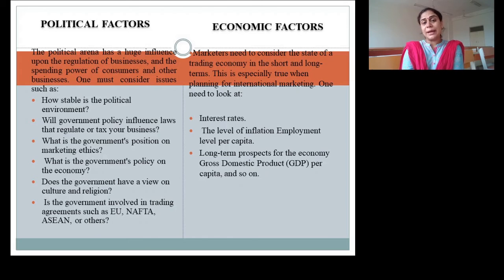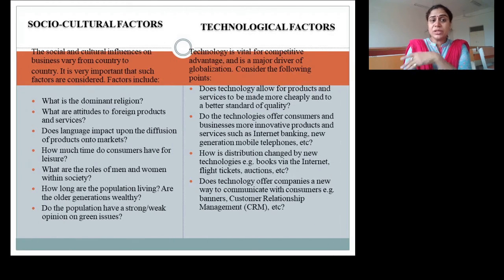Economic factors always look at interest rates, the level of inflation, and long-term prospects of the economy, like GDP per capita, and so on. Socio-cultural factors: what is the dominant religion in that area, how much time do consumers have for leisure, how long does the population live, does the population have a strong or weak opinion on green issues, and what language impact is there upon the diffusion of a new product in the market. Technology: how far is technology impacting any kind of society or organization? Do we have a new technology or are we using outdated technology, or do people want something new from the organization? What is the customer relationship management system? How are you communicating to the consumers?